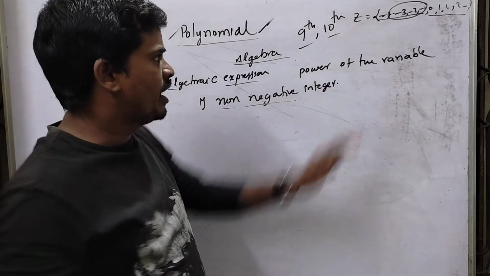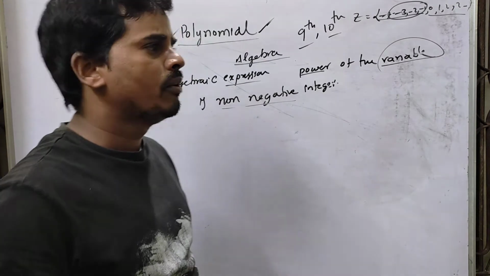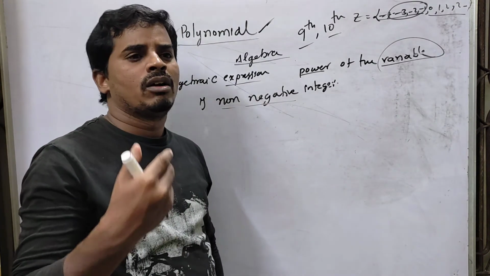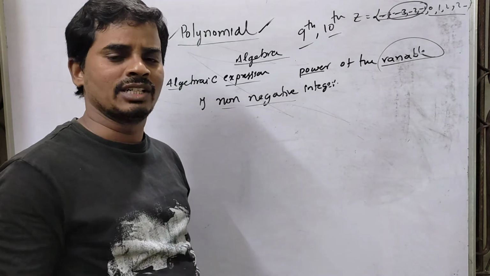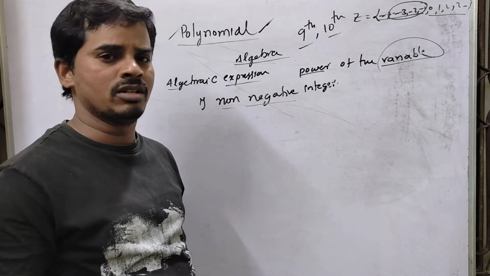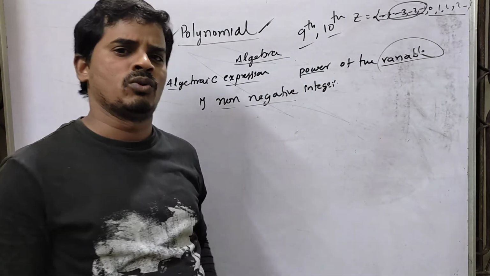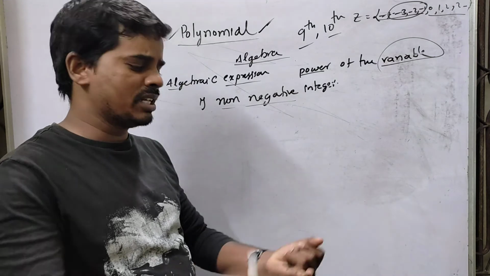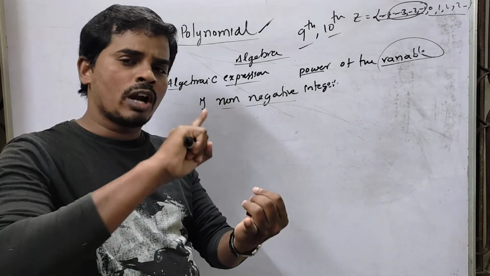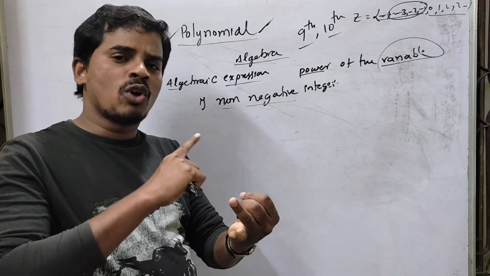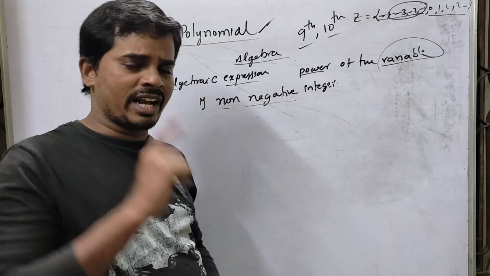So the power of the variable only. What is a variable? Variable means letters, alphabets used in the algebraic expression: x, y, z, p, q, r, s, t, like that. The power of the variable must be a non-negative integer. That means it may be 0 or 1, 2, 3 and so on. But it should not be a negative, or it should not be a fraction.